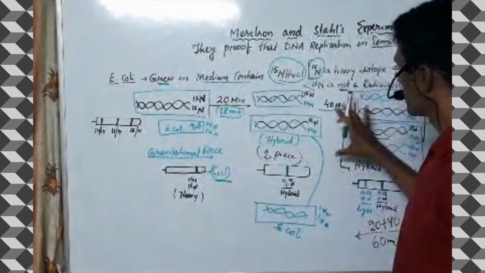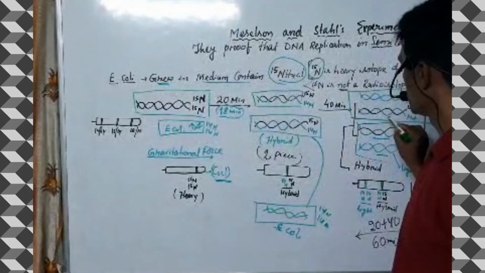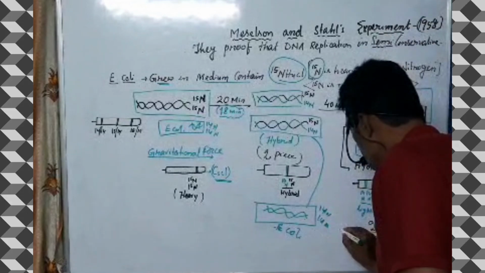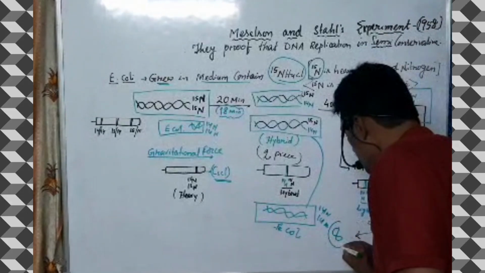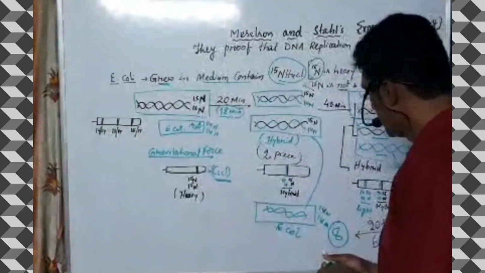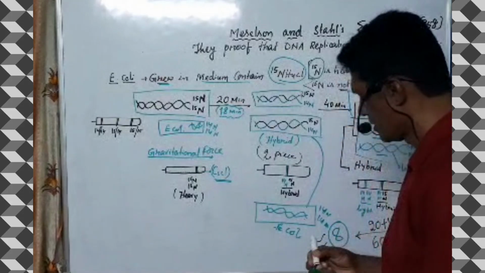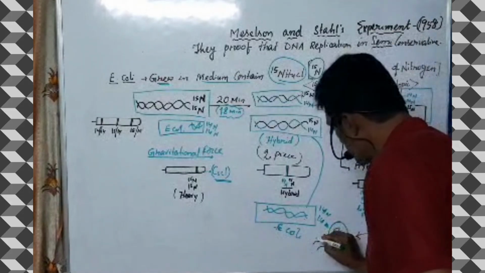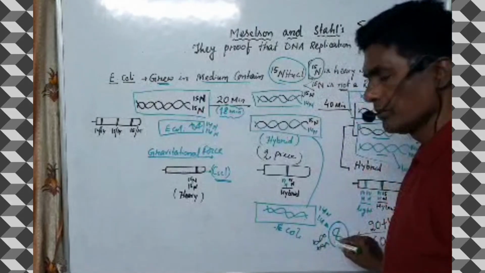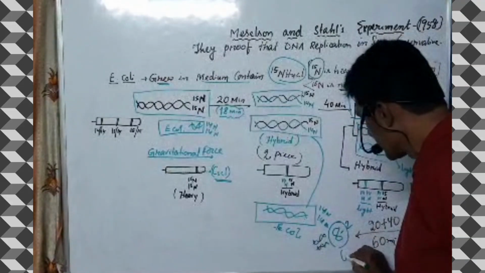And the 4 DNA cultured in the 4 light bacteria. 4 means that the second generation is 4 into 2, so 8. So you can observe here how many are? 8. So out of 8 DNA, again they produce the 2 hybrid. Out of 8, they produce the 2 hybrid. That means 8 minus 2, so 8 minus 2 is equal to 6.